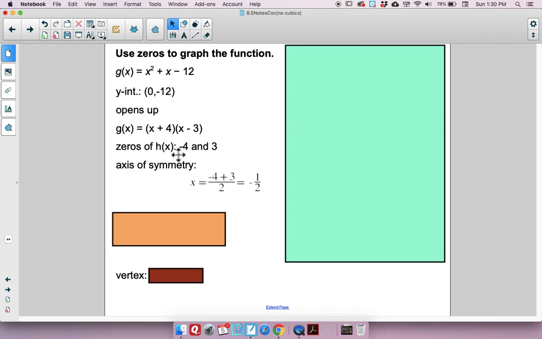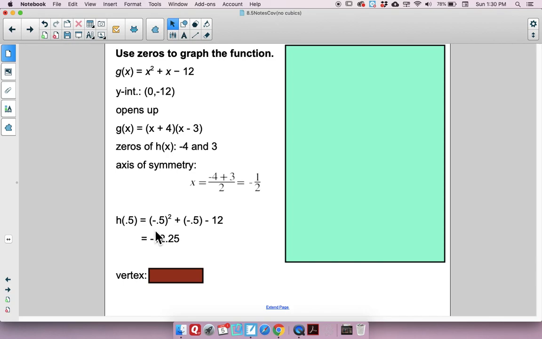So you've got these 2 points plotted, negative 4, 0 and 3, 0. You've got your y-intercept plotted at 0, negative 12. We have our axis of symmetry. We just need to figure out that vertex. So what do we do with the x? We know the x-coordinate of our vertex is on the axis of symmetry, so it's negative 1/2. So plug that in for x. And if you do that, you're going to end up getting negative 12.25.